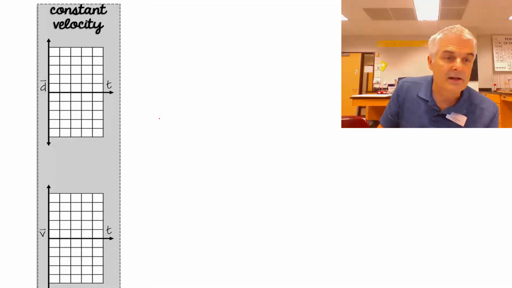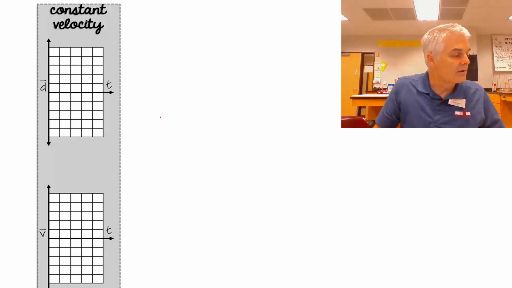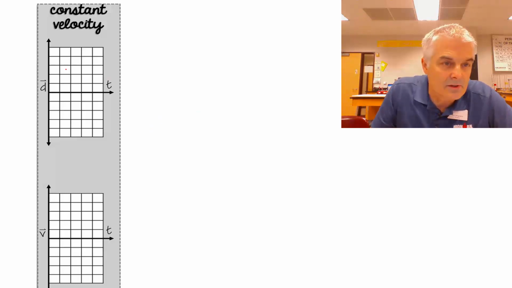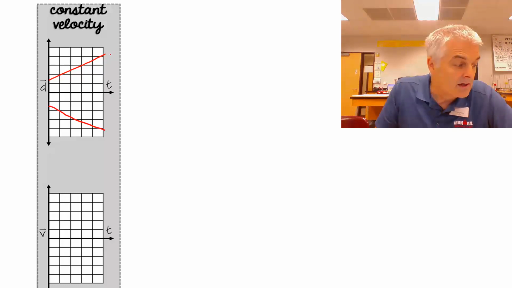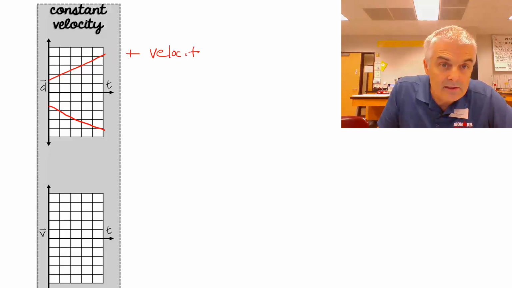Let's talk about constant velocity. So this is an interesting one. Constant velocity, if you recall from a distance time graph, is going to be a straight line either up or a straight line down. What's going on here, this is moving in the positive direction, right? Positive velocity. And this is negative velocity. This is a review, right?